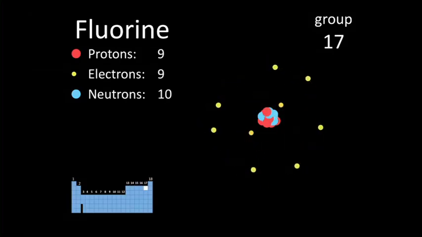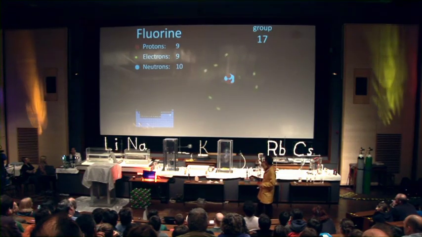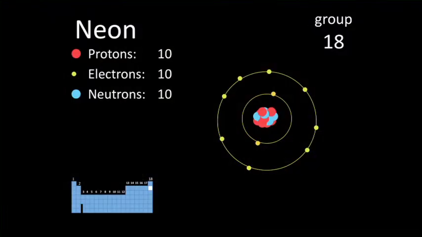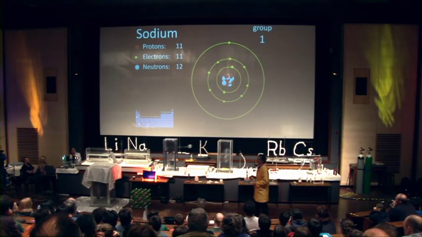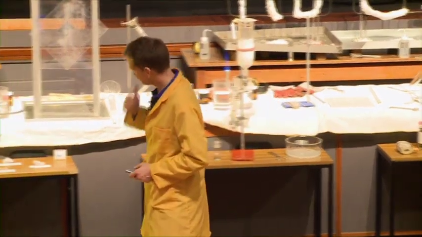Fluorine has 7 electrons in its outermost shell. There's 2 in the middle as well, so there's 9 in total, but 7 in the outermost shell. Neon has 8 in the outermost shell, and that's full up now. So now the next electron that we have to add goes into a new shell, and this is where we get back to sodium, the next one in group 1.